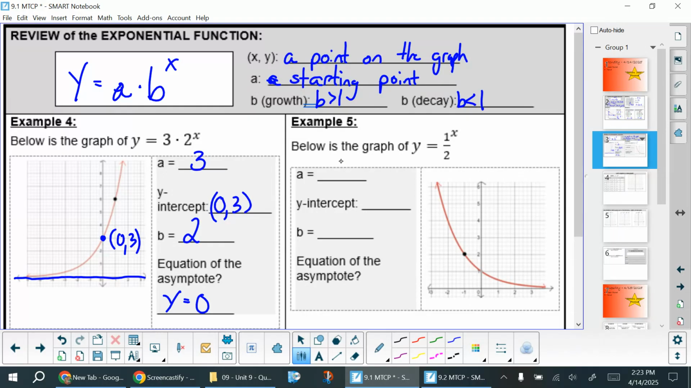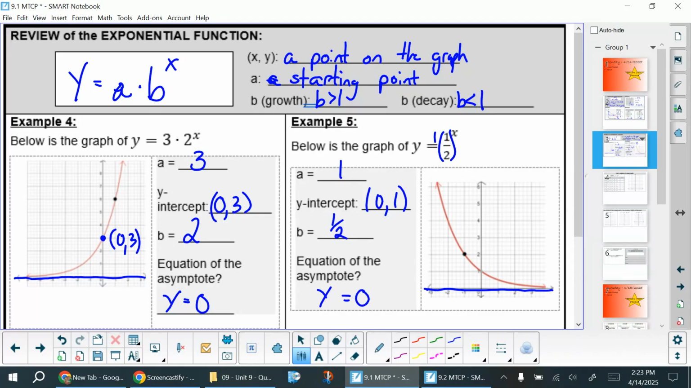On this one, a is not shown here. It's that hidden 1, which means our y-intercept is (0, 1). B is 1/2, which means it is a decay. And our asymptote is still the exact same line. It's the x-axis. So y equals 0.